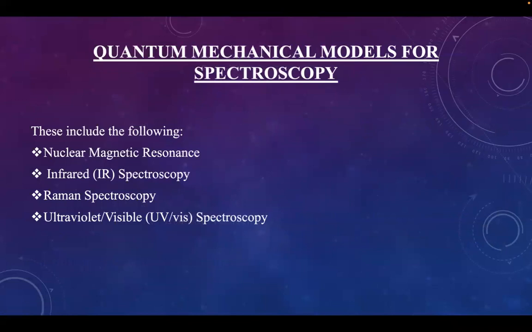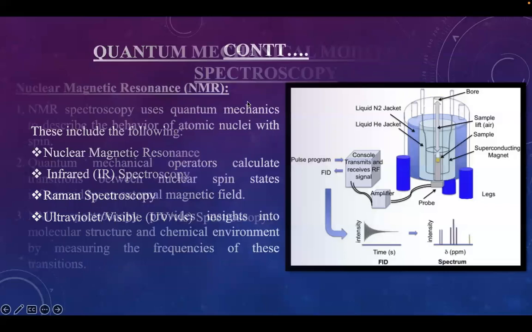Quantum mechanical models for spectroscopy. These include the following: nuclear magnetic resonance, infrared spectroscopy, Raman spectroscopy, ultraviolet visible, UV-Vis spectroscopy.